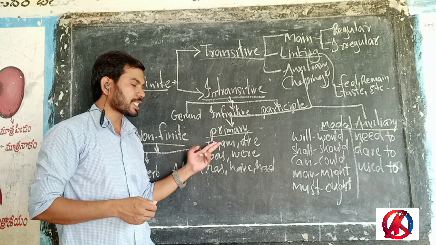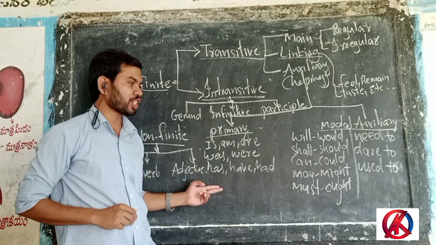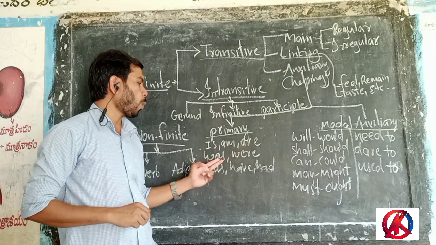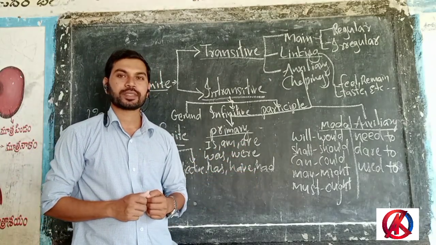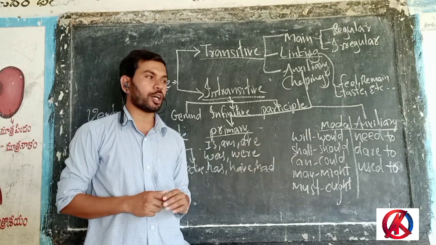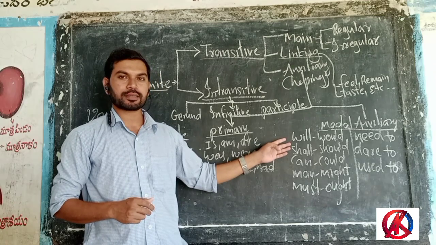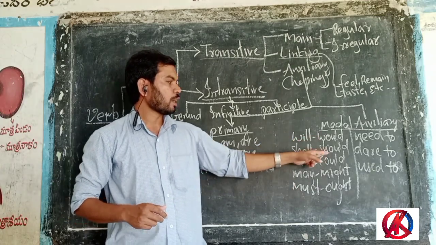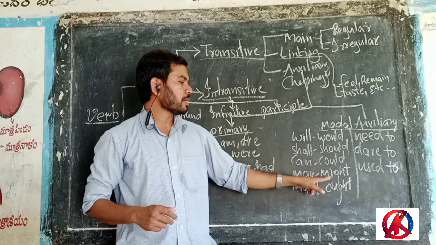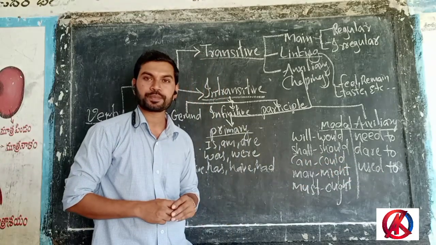We find all these in the tenses, all the 12 tenses, except the future tense: is, am, are, was, were, has, have, had. Whereas modal auxiliary verbs we can find in the future tense: will, would, shall, should, can, could, may, might, must, ought, need to, dare to, used to.